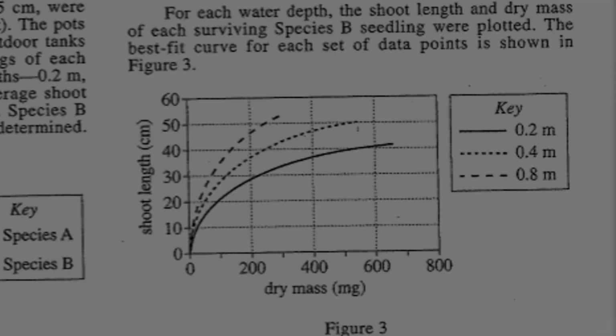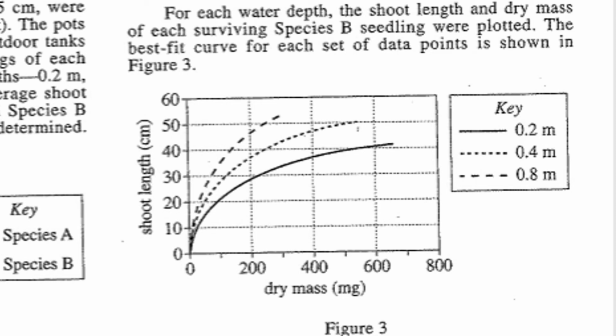Second thing that we're going to do is go over and take a look at figure 3. Okay, so figure 3 looks like it's down over here. And we're looking for 0.8. So that's this line here. Right here. And we are looking for shoot length, so that's the y-axis, and the dry mass. So we look at the x and the y-axis of this particular line. All right. And it says species B.